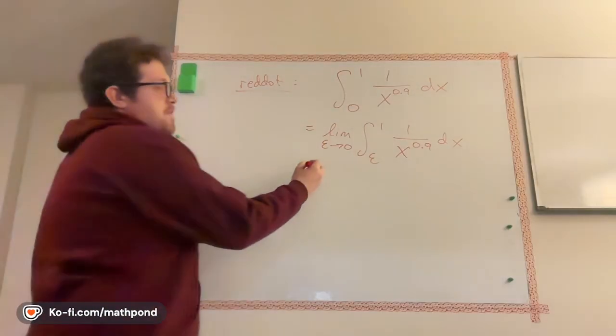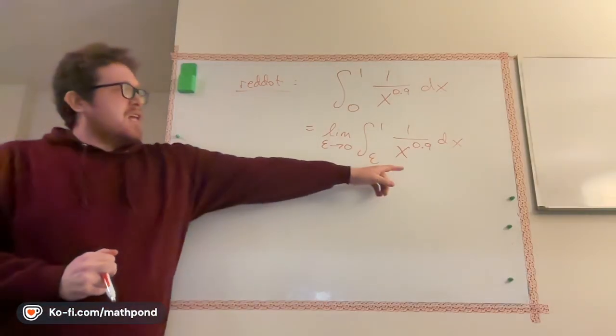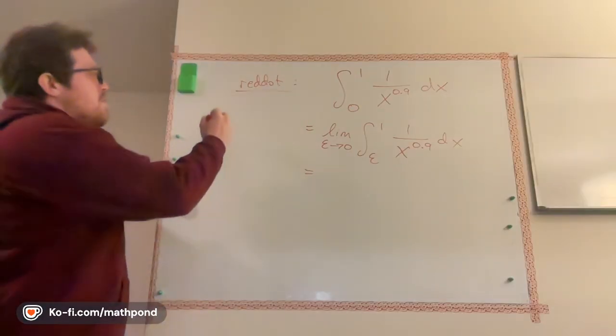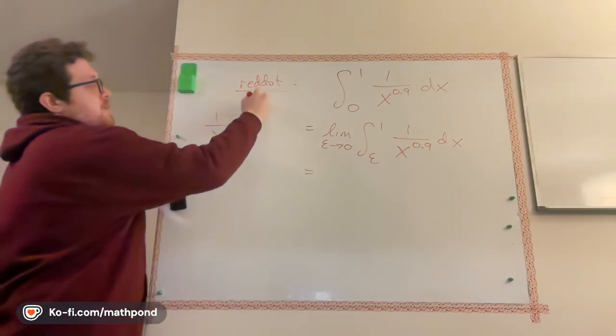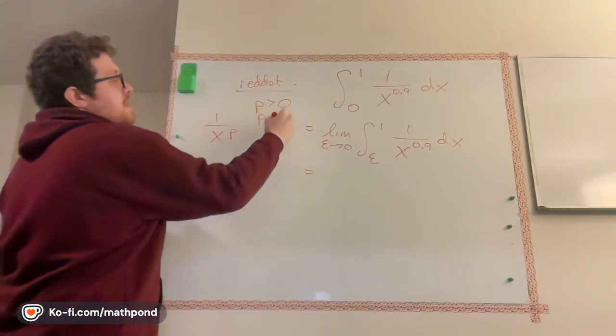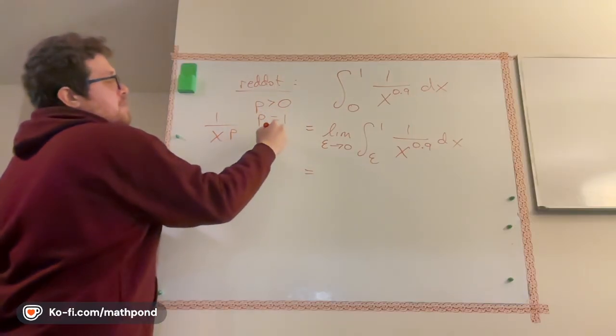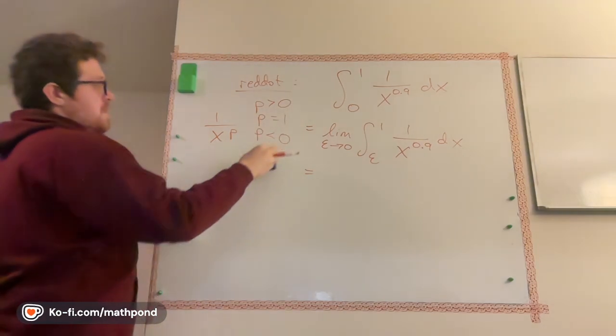Right, and then you just have to remember with these, this power here, 1 over x to the p, you just have to be careful. There's 2 different cases, well, really 3 cases. If p is greater than 1, if p is equal to 1, and if p is less than 1.